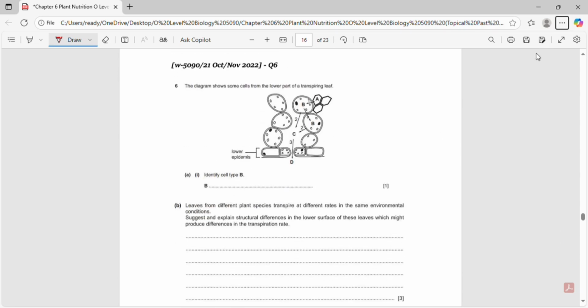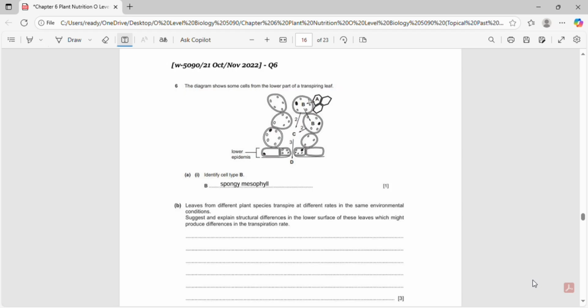Next, we have another theory-based question. This one shows a diagram of the lower part of a transpiring leaf and asks us to identify cell B. From the diagram, we can tell that cell B is a spongy mesophyll cell. Then the question continues. It states that leaves from different plant species transpire at different rates, even under the same environmental conditions. We're asked to suggest and explain structural differences on the lower surface of the leaves that might cause this variation. Now, even though this part links to Chapter 7, which we'll study later, we'll still go through it here because it gives us useful insights into leaf structure.